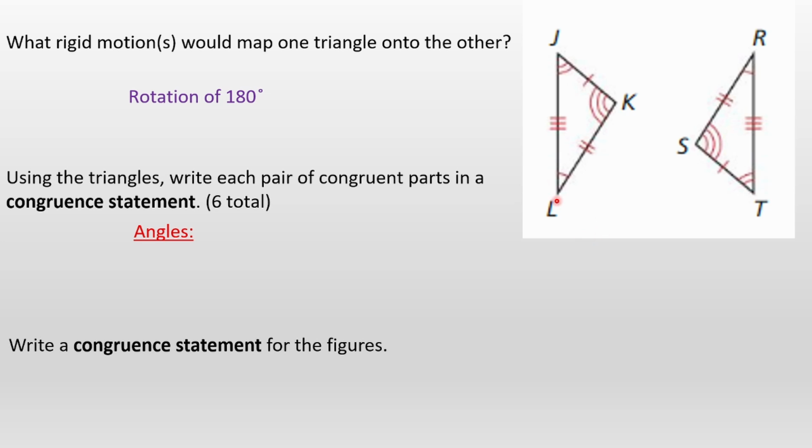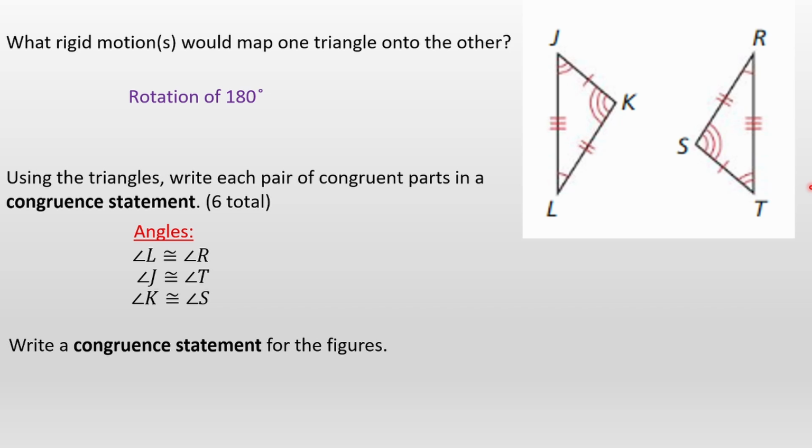For example, our first arc here, L, and our first arc here, R, you notice they each have one arc on them. So we would say that angles L and R are congruent, and that's what this statement says: angle L is congruent to angle R. The next one here, we have two arcs on J. We also have two arcs on T. So the next one we might say is that angle J is congruent to angle T. And then finally, K and S each have three respective arcs, so we can say that angle K is congruent to angle S.